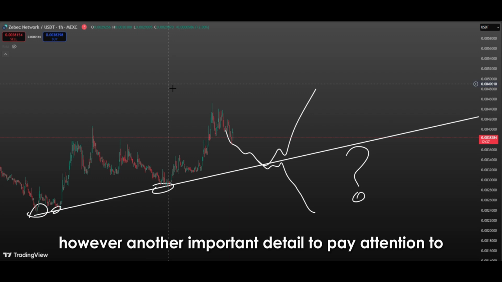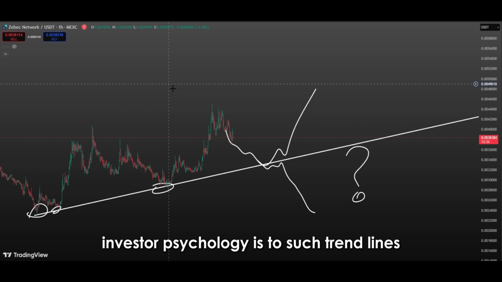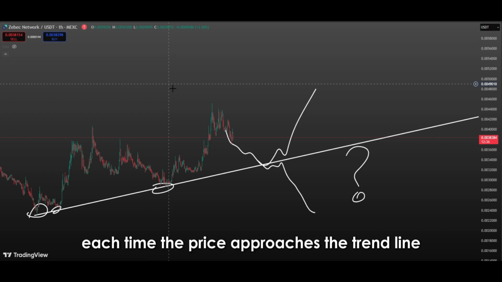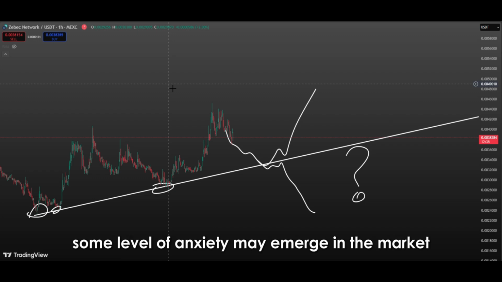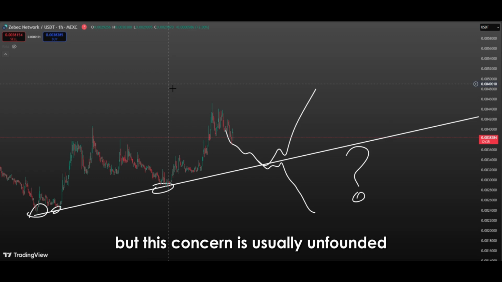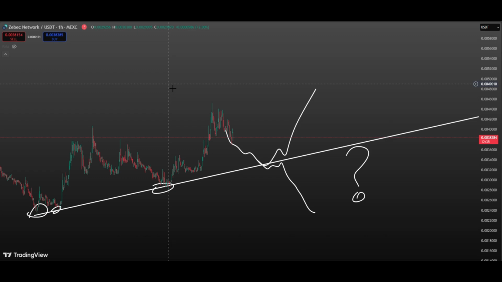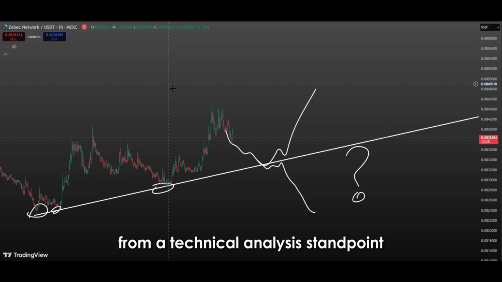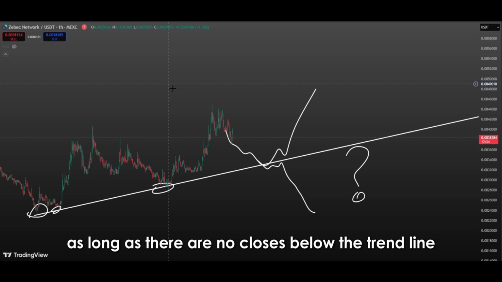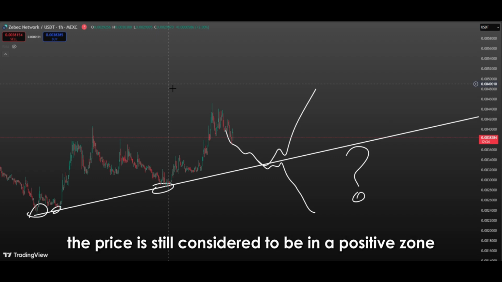However, another important detail to pay attention to is how sensitive investor psychology is to such trend lines. Because often, each time the price approaches the trend line, some level of anxiety may emerge in the market. But this concern is usually unfounded. From a technical analysis standpoint, as long as there are no closes below the trend line, the price is still considered to be in a positive zone.